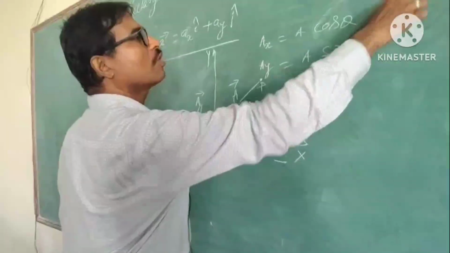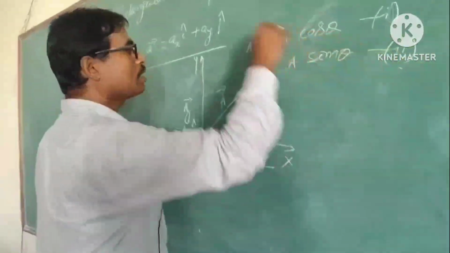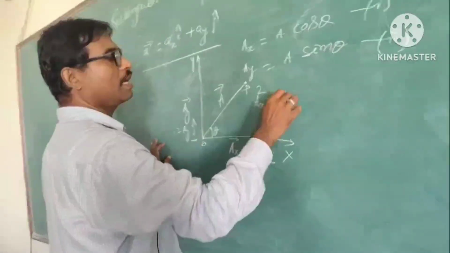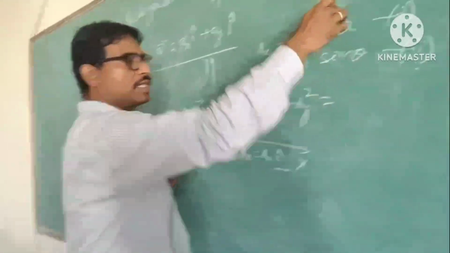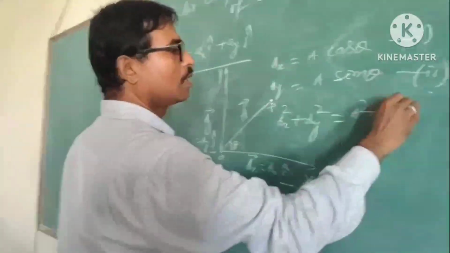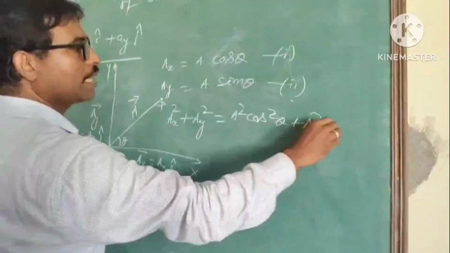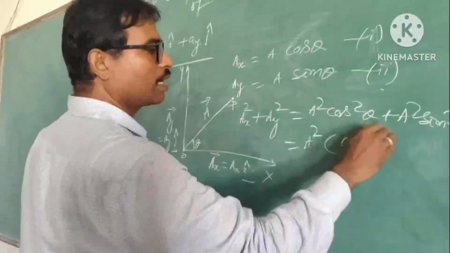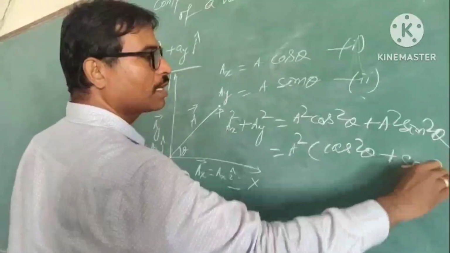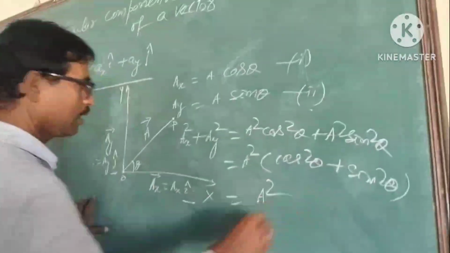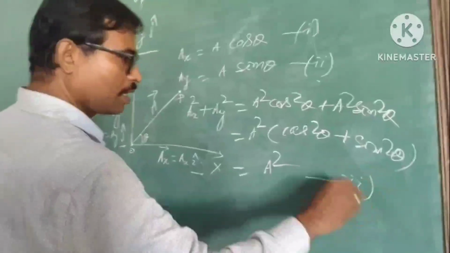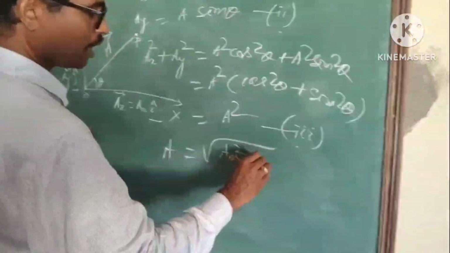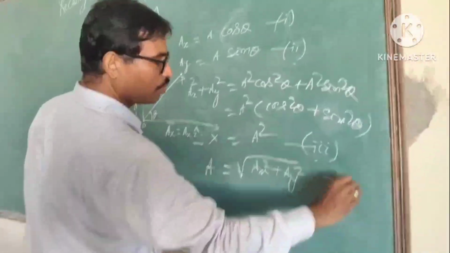Suppose this one is equation 1, this one is equation 2. Now squaring and adding both sides, ax square plus ay square is equal to a square cos square theta plus a square sin square theta. Taking a square common, cos square theta plus sin square theta is equal to 1, and you get a square. So it is equation 3. Then a is equal to square root of ax square plus ay square, equation 4.